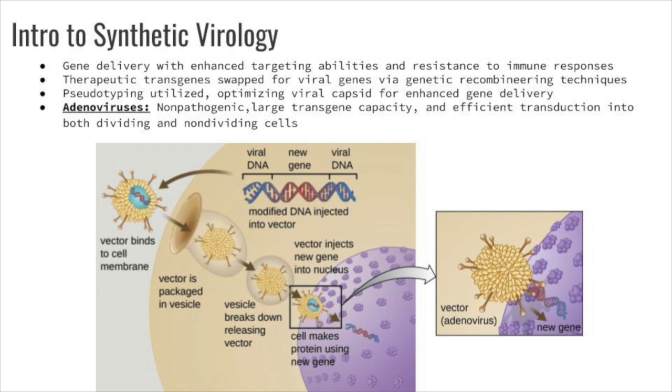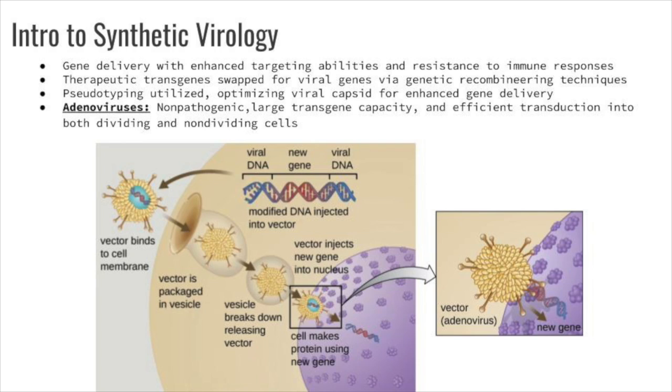The answer to that is through synthetic virology, which is gene delivery with enhanced targeting abilities with resistance to immune responses. Essentially, therapeutic transgenes are swapped with viral genes via genetic recombination techniques. Pseudotyping is used, which is optimizing viral capsid proteins on the outside for enhanced gene delivery. This is what essentially allows the gene therapy to advance beyond the injection site.